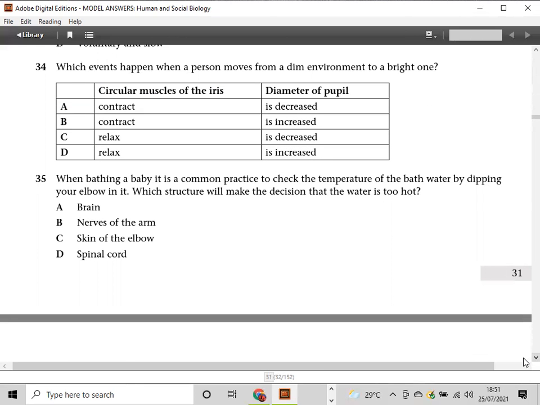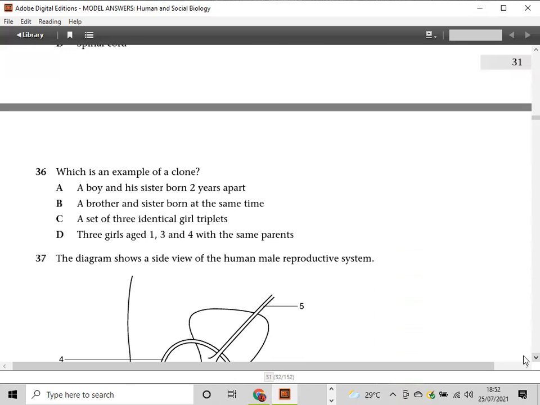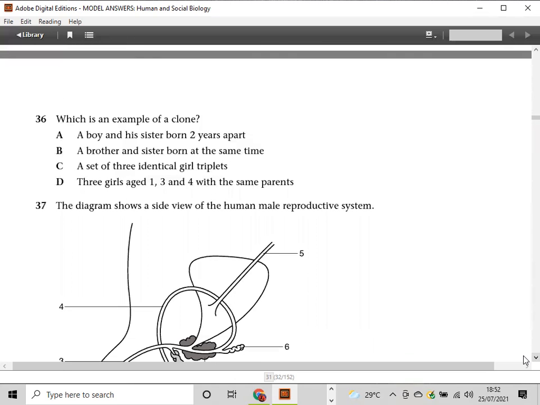When bathing a baby, it's common practice to check the temperature of the water by dipping the elbow in; the nervous structure will make a decision if the water is too hot, and that is the receptor. So many people do not do it these days, but it's something that exists in us. 36, which is an example of a clone, and that would be C. A set of 3 identical pearl triplets.